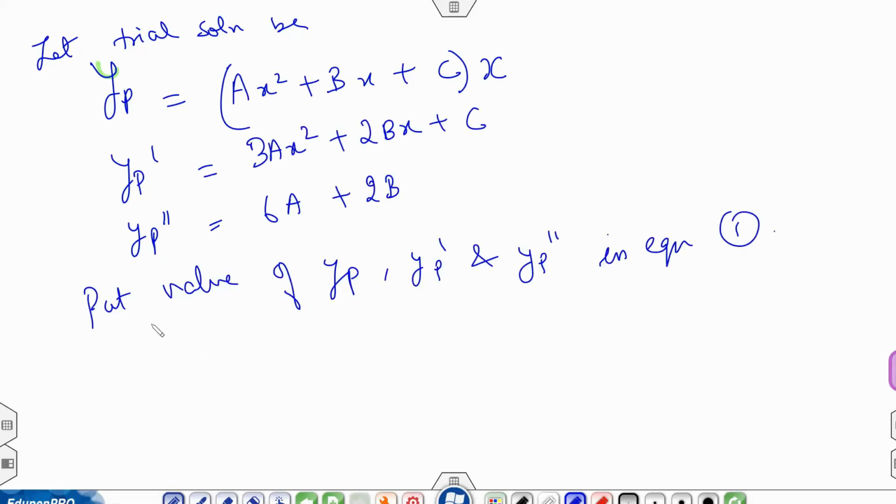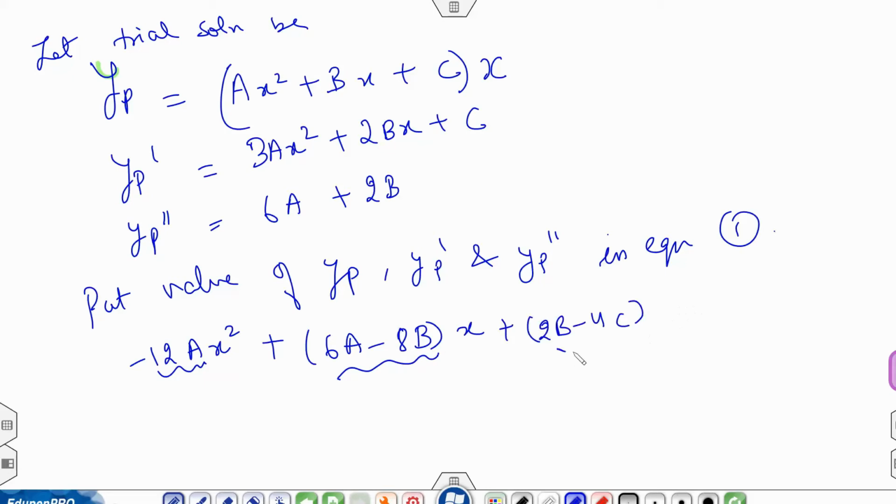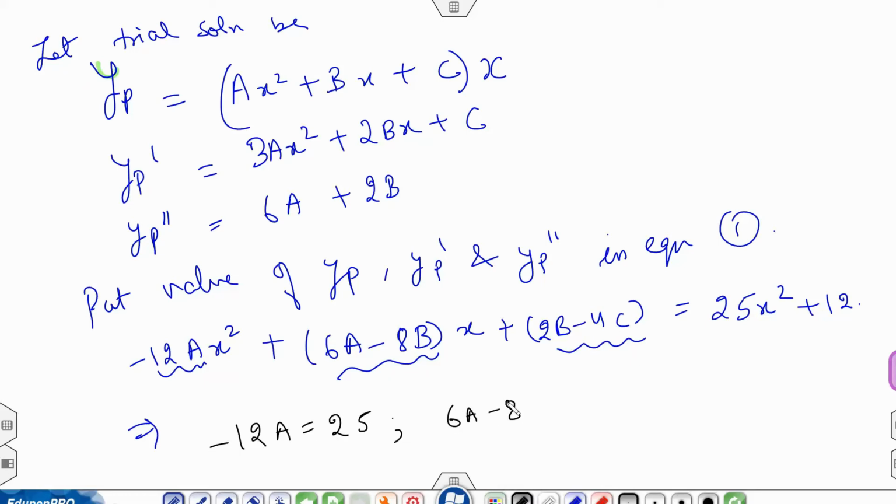Now after putting the values, you need to compare the coefficients of x square, x and the constant term. I'll write down the coefficient of x square is this, the coefficient of x is this, and the constant term is this, which is equal to 25x square plus 12. Now this implies that if you compare both sides, you are getting minus 12a is equal to 25, 6a minus 8b is equal to 0, and 2b minus 4c is equal to 12.